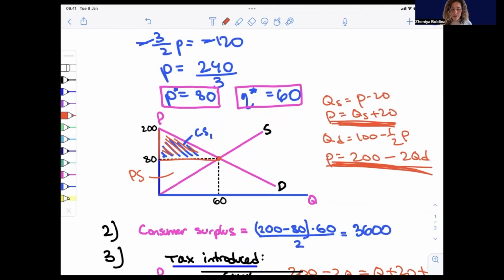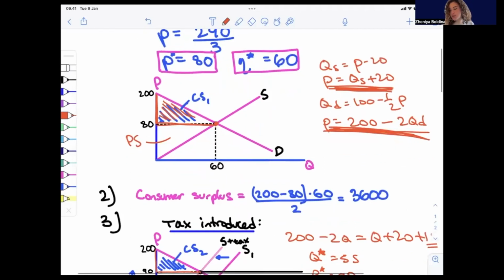And as I mentioned in one of the previous lessons, to find it, we will find the area by finding the length first. So it's 200 minus 80, so that's this part of the triangle, then times 60, so this is this length, and divided by 2, so we have a triangle area. And then in the end, we get 3,600, that's our consumer surplus, which will be equal to the producer surplus, because when there's perfect allocative efficiency in the market, the producer and consumer surpluses are always equal. They're both maximized. So that's why the producer surplus would also be 3,600.